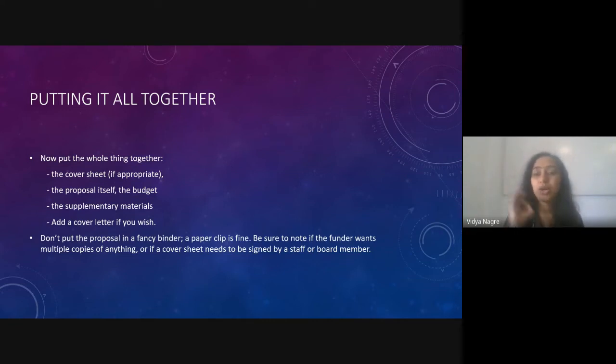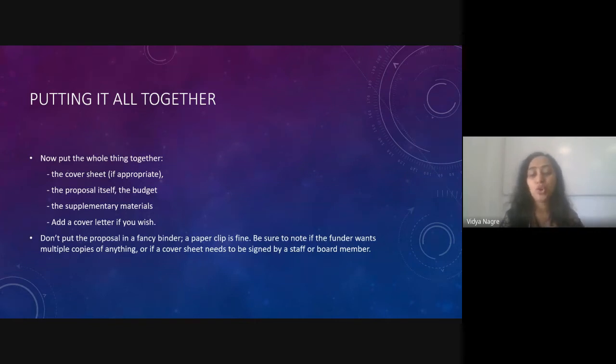In the cover letter, what you have to add is your statement of problem, your aims and objectives, your plan to carry out this research or project, how much it will cost overall, the aggregate of your budget, and the possible benefits and outcome of your project and the significance of your project. These things will be in the cover letter. And then you will add everything in detail in your proposal. Don't put the proposal in a fancy binder. A paper clip is fine.